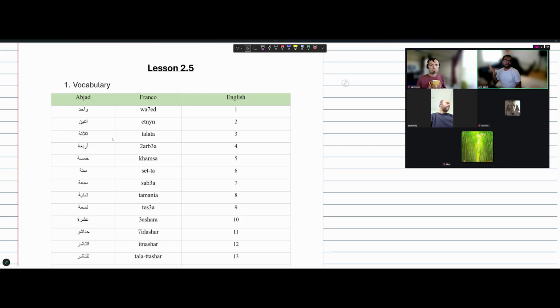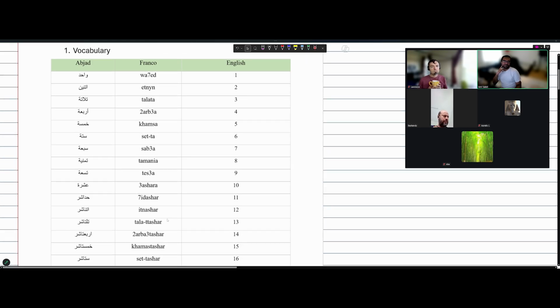Arba, that's 4. Khamsa, 5. Sitta, 6. Sab'a, 7. ثمانية, 8. 9, 9. 10, 10. So, not much to explain here, just learn it.